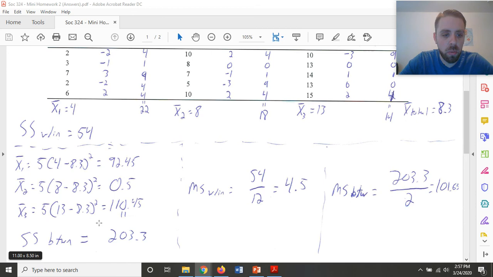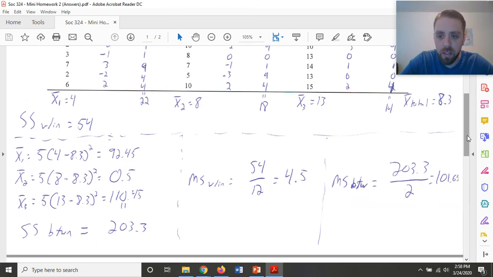And then finals week, which was a much bigger number here. 13 minus 8.3 squared times 5 gave me 110.45. If you made a mistake there, it's likely because you forgot to multiply by the group size of 5 for each one of those, or you might have screwed up the order of operations. You do the parentheses first, then the exponent, and then the multiplication by the group size. Stick with the order of operations and it will not let you down. So I summed those 3 and that gave me a total sum of squares between the groups of 203.3.